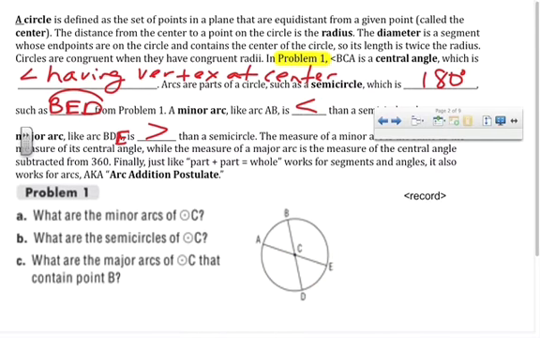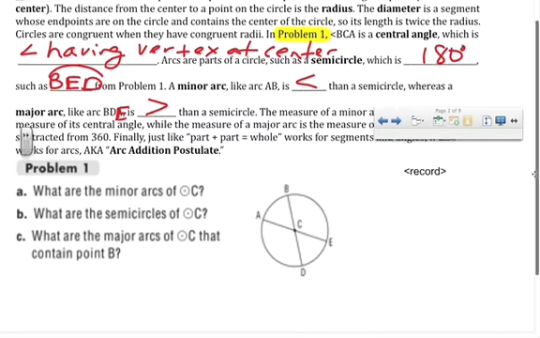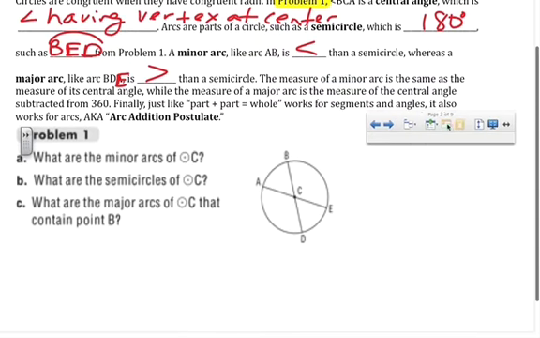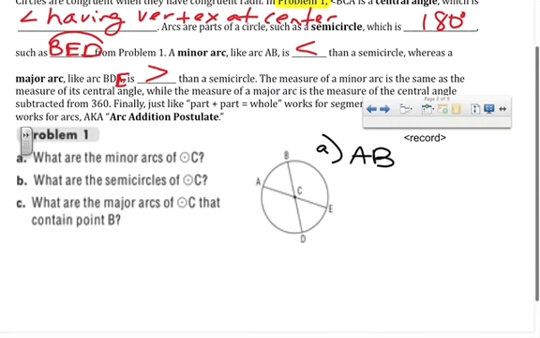So in problem 1, we're just making sure that we're speaking the same language and able to identify minor arcs, major arcs, and semicircles. In problem 1, part A, what are the minor arcs of circle C? Arc AB is one of them. Give me another one, Jesse.